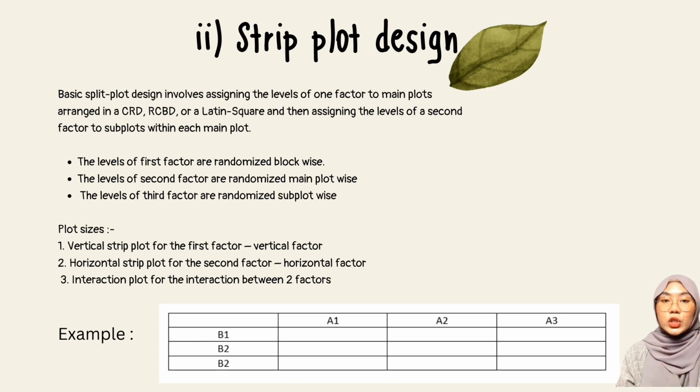Each plot or replication is divided into a number of vertical and horizontal strips depending on the levels of the respective factors. In this design, there are three plot sizes. The first one is the vertical strip plot for the first factor, which is known as the vertical factor, and the second one is the horizontal strip plot for the second factor, which is known as the horizontal factor. And the final one is the interaction plot for the interaction between the two factors.